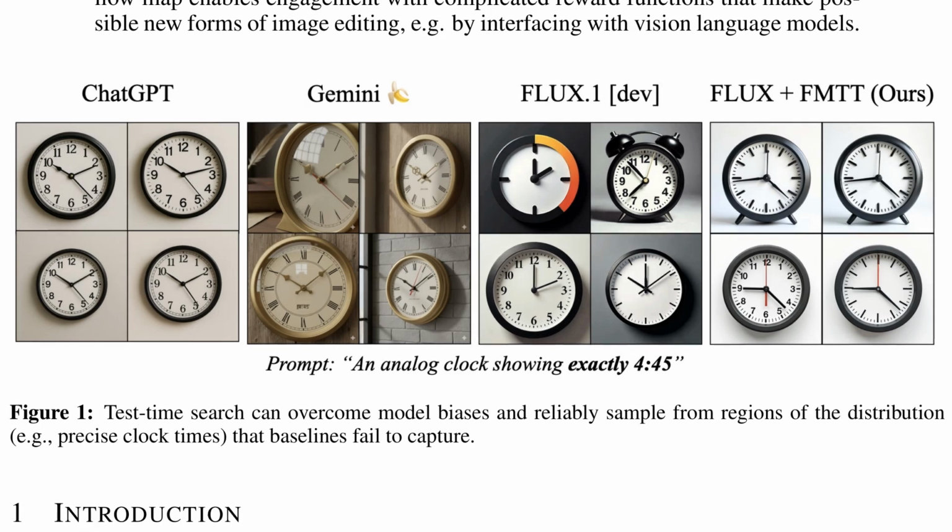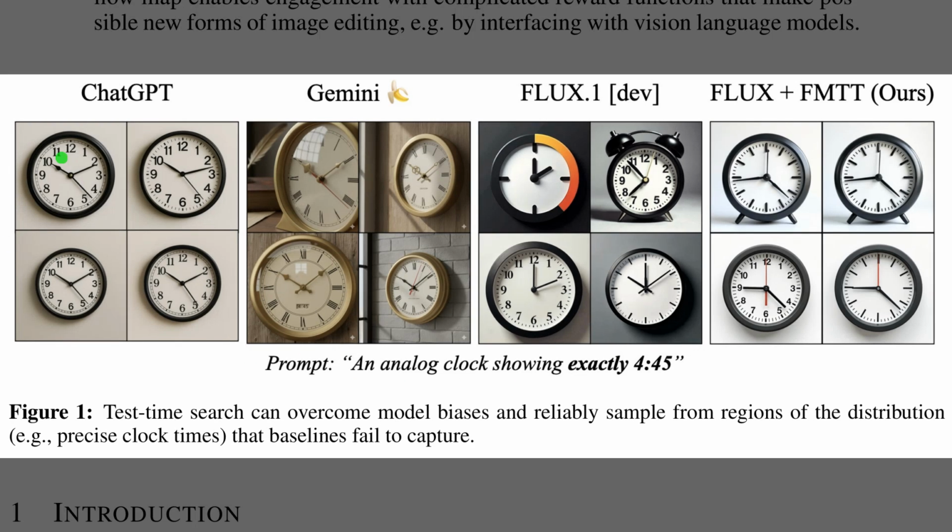Alright, Figure 1 gives a concrete example of why test time guidance matters. The figure compares images from several generators given the prompt, an analog clock showing exactly 4:45. The ChatGPT and Gemini columns show clocks that roughly follow the text but miss the precise time. The FluxDev column gets closer, yet many samples still drift. The Flux plus Flow Map trajectory tilting column finally shows clocks that consistently land on the exact requested time, which illustrates the benefit of flow map-based search.